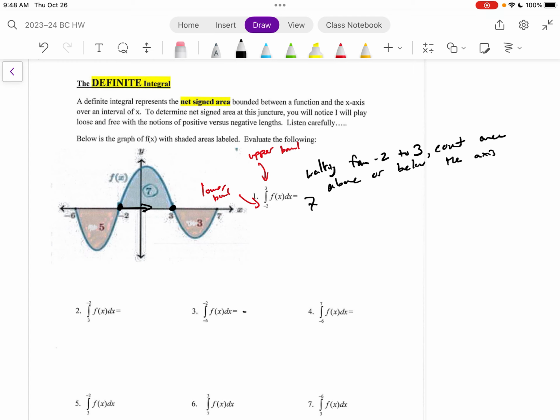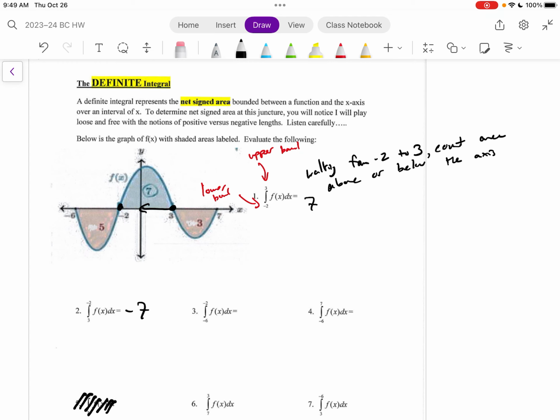Now, what happens if we were to go in reverse and walk from 3 to -2? So now we're walking this way. And so we're counting the opposite of our area, because we're walking in this negative direction. So if I walk in this negative direction and I see this +7 as my area, we're going to actually count that as -7. Okay? So that's a little bit different.